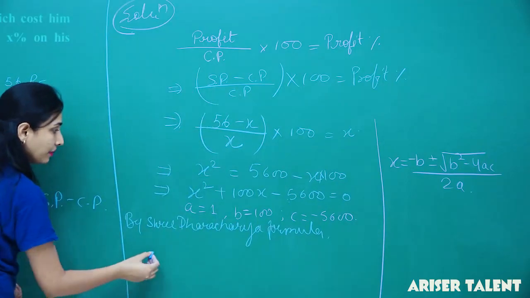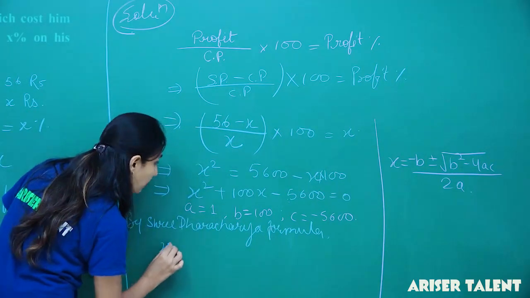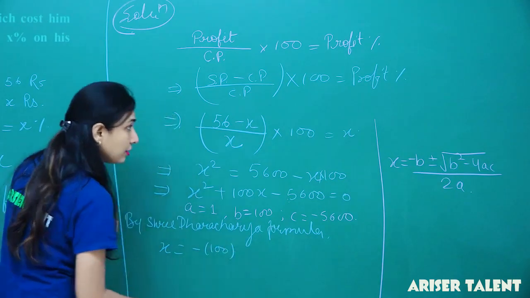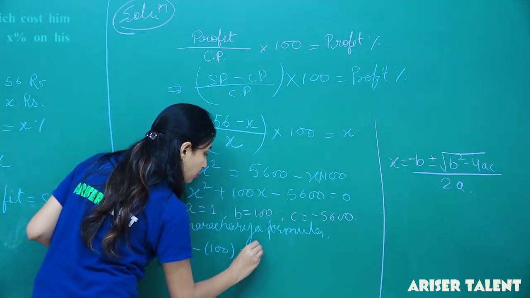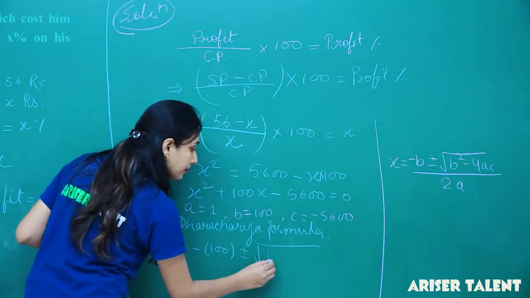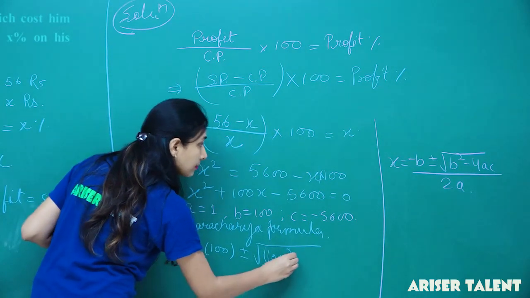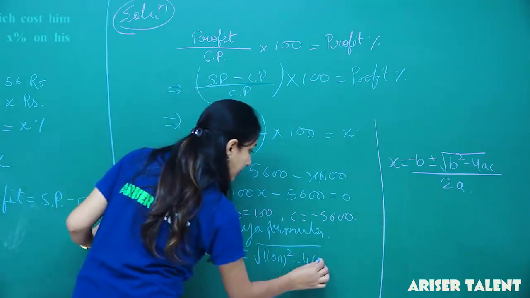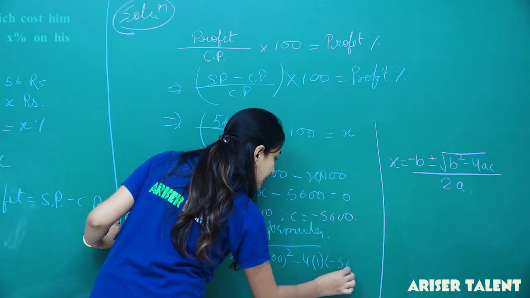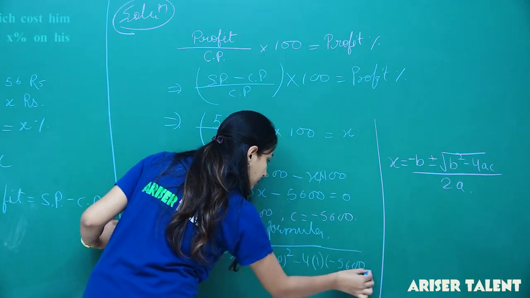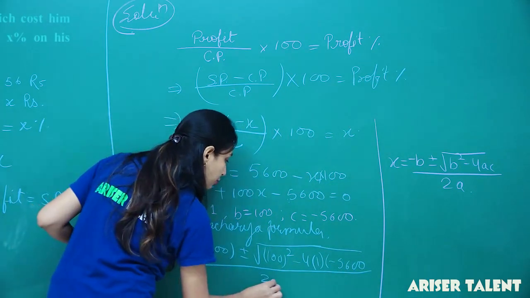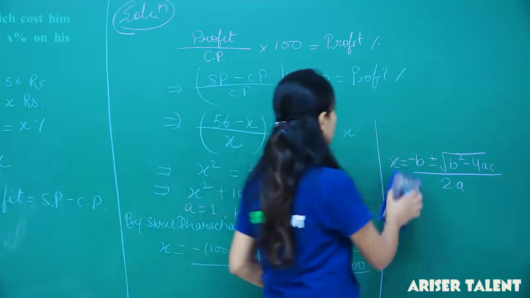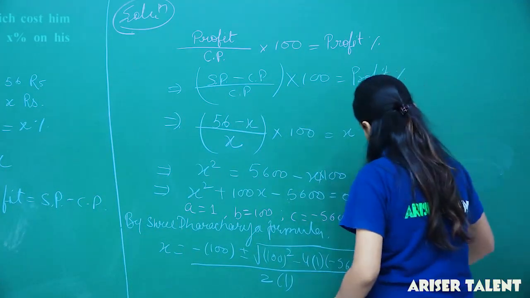Right, what will it become? X will be equal to minus B, plus minus root of B square minus 4AC. A is what? A is 1, C is minus 5600, divided by 2A, and A is 1 again. Okay, so come here students, in this portion we will solve it further.